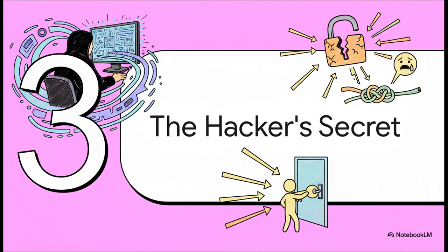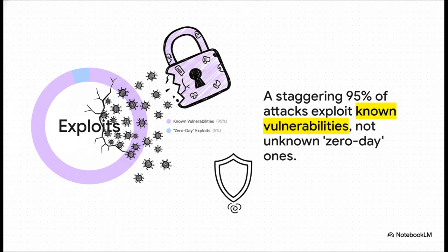Now, when you hear this, you're probably picturing brilliant super hackers, using incredibly advanced, top-secret techniques to break in. But the reality, the actual secret behind how most of these attacks succeed, is a lot simpler and, honestly, a lot more frustrating. And here it is. This is the big secret. We all imagine hackers using these unknown, unstoppable zero-day exploits, right? But look at the data. That only happens about 5% of the time. A staggering 95% of ransomware attacks exploit known vulnerabilities.